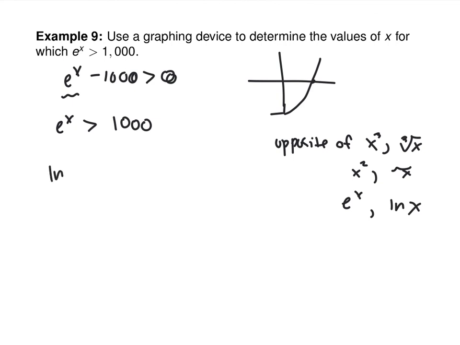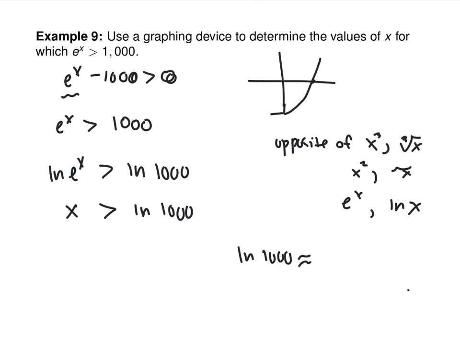So you can natural log this side and natural log that side. And that gives you just x bigger than natural log of 1,000, whatever that is. And ln of 1,000 is approximately 6.908.